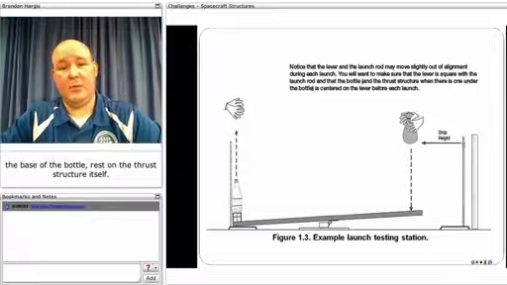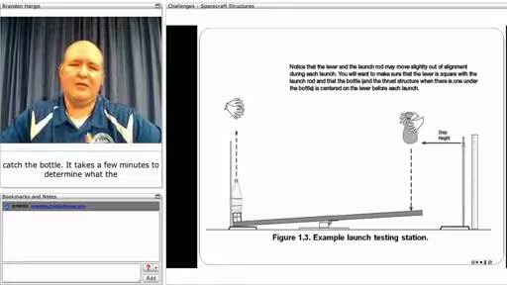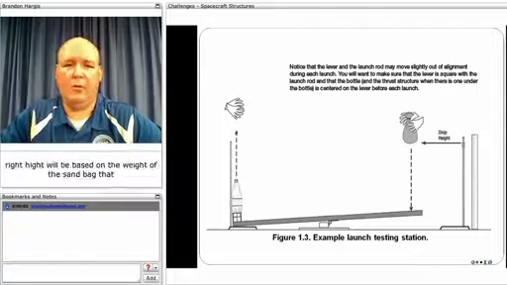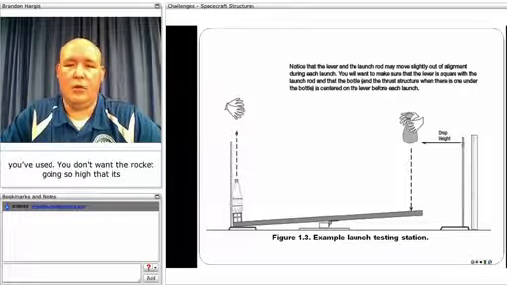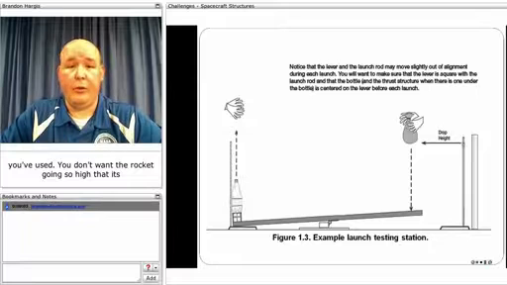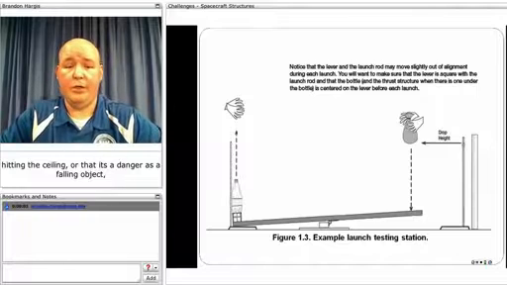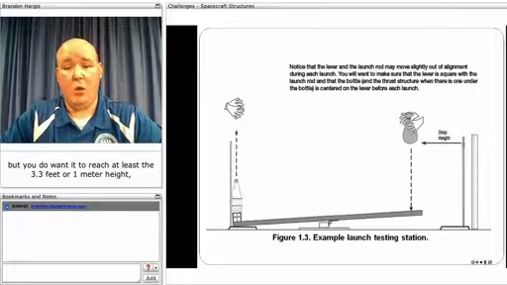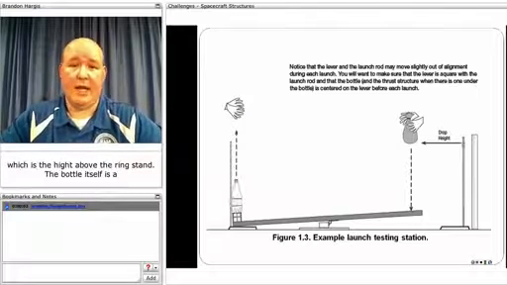You will need someone to drop the bag of sand and another person to catch the bottle, and it takes a few minutes to determine what the right height will be based on the weight of the sandbag that you use. You don't want the rocket going so high that it's hitting the ceiling, or that it's a danger as a falling object, but you do want it to reach at least the 3.3 feet or 1 meter height, which is the height above the ring stand.